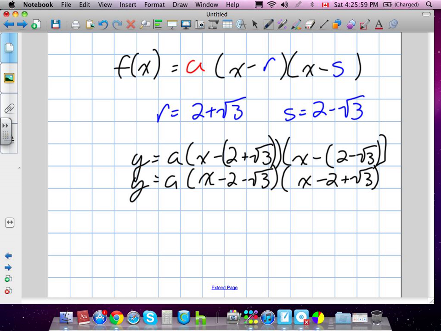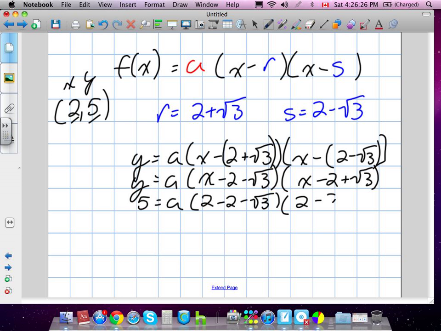Okay. Now, the other thing we have in this question, if we refer back to the questions, it actually told us a point it crosses. It says it crosses through the point of 2 and 5. Very important. We can sub those in for the x and the y. So our y now becomes the value of 5. And both of our x's become 2 minus root 3, and 2 minus 2 plus root 3.